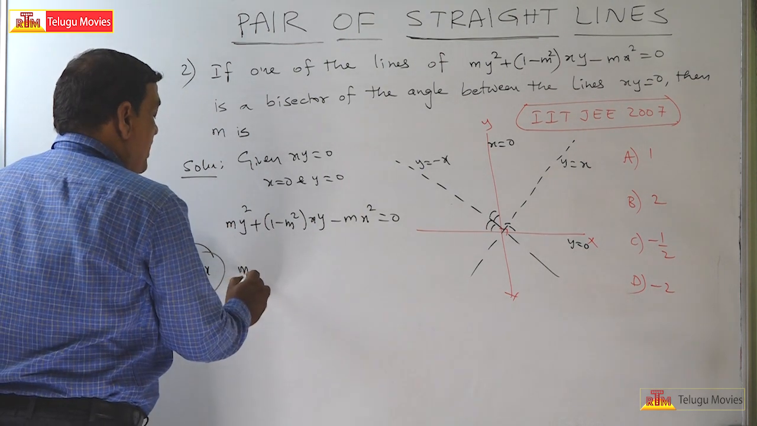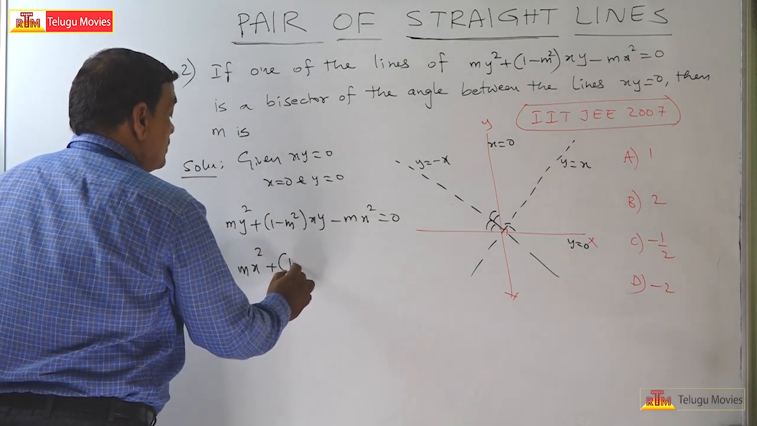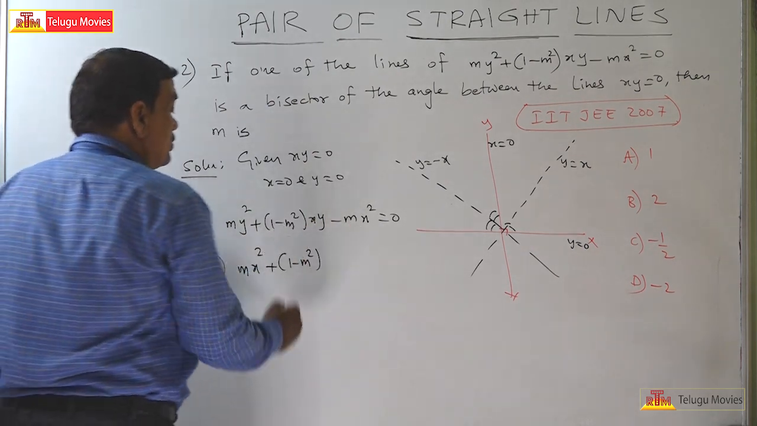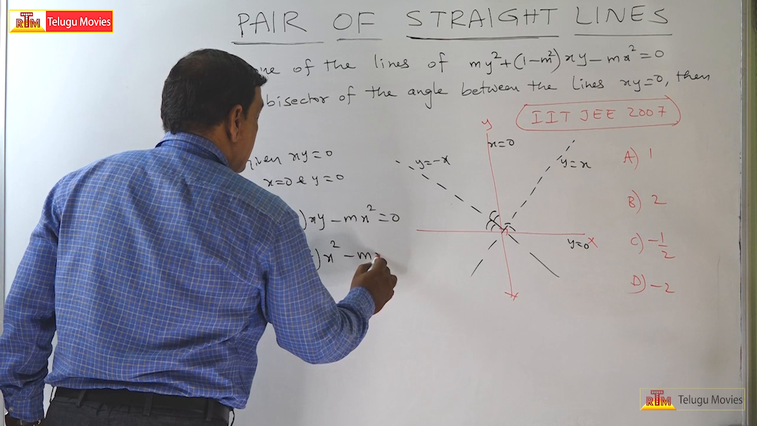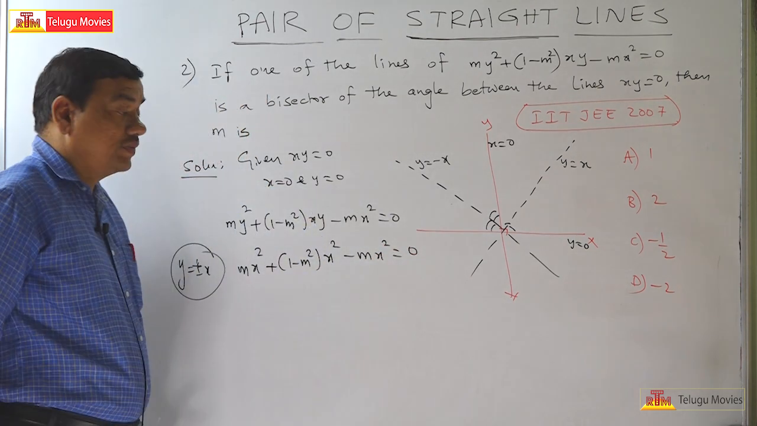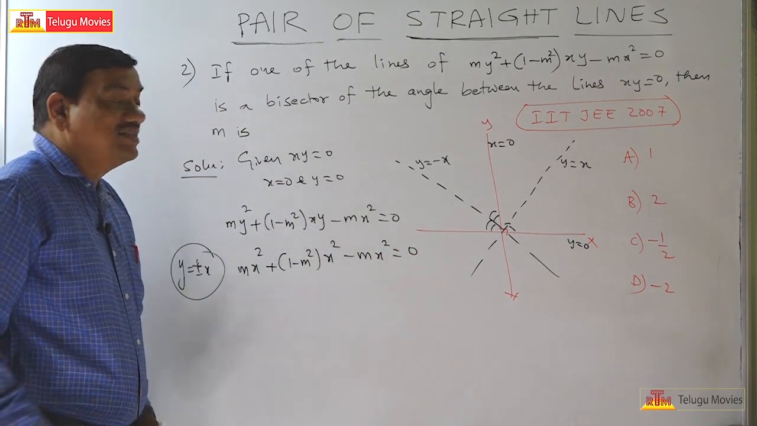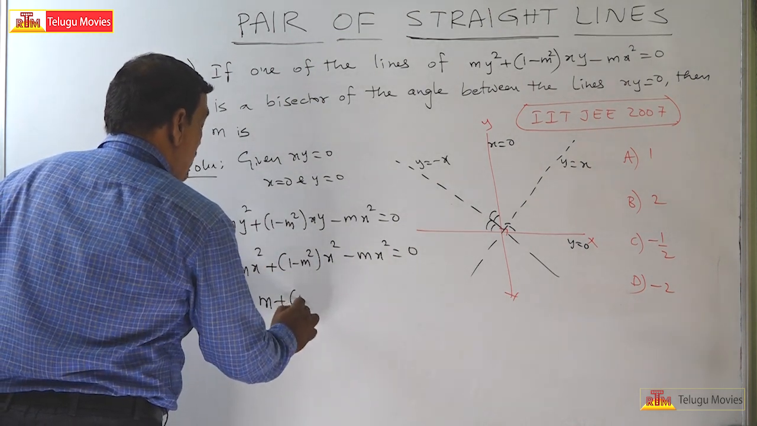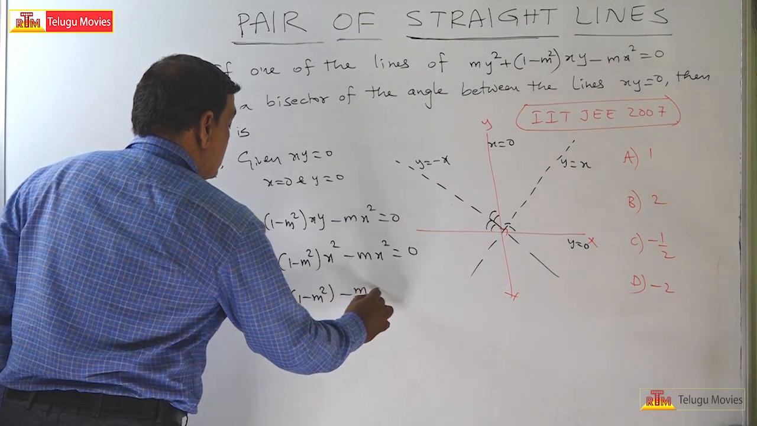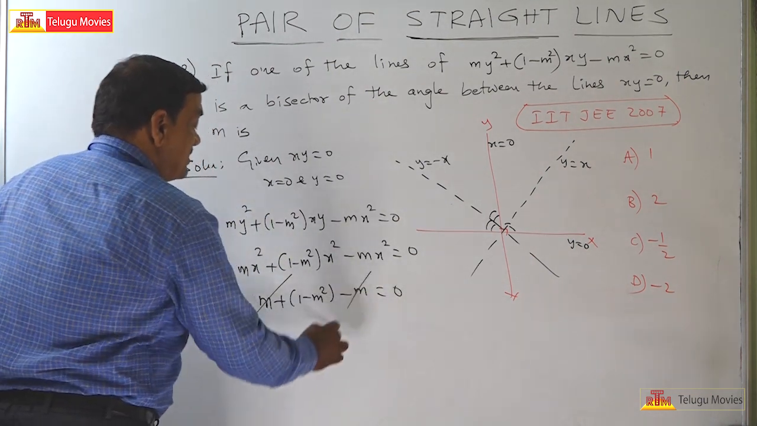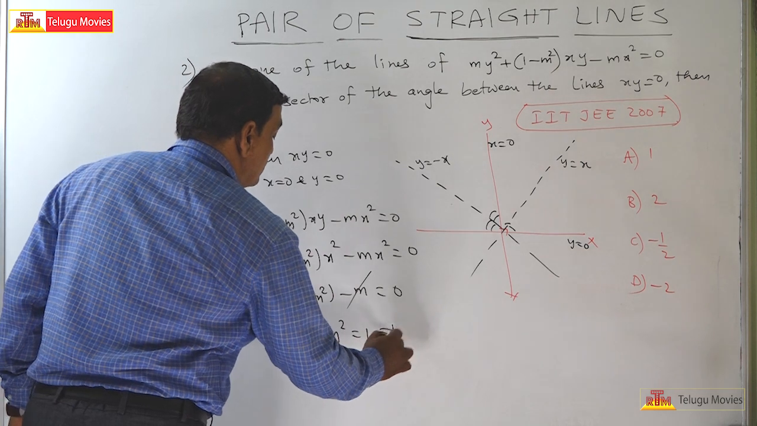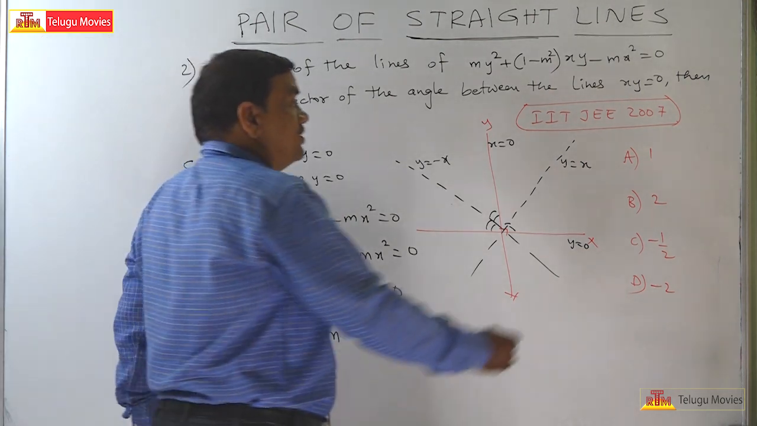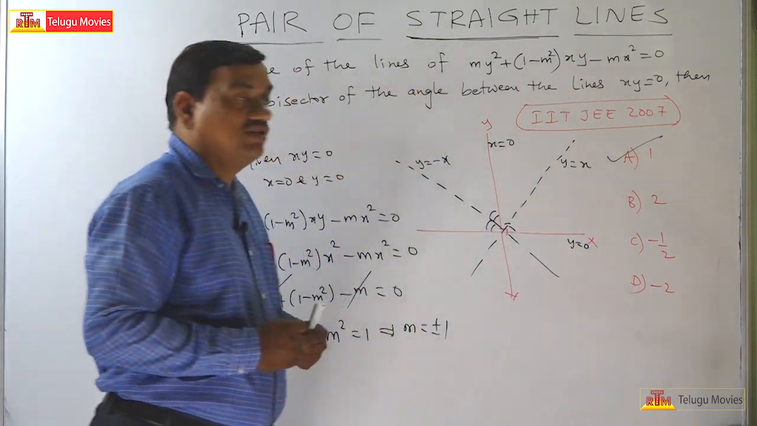So this is equal to m into plus or minus x. This is 1 minus m square into x into y. Y means x. So this is also x square minus m x square is equal to 0. So here x square, since x cannot be equal to 0, we can cancel. So therefore m plus 1 minus m square minus m is equal to 0. Plus m minus m cancel, m square is equal to 1. So m is equal to plus or minus 1. Therefore, m is equal to 1 is the answer. That is your right answer.